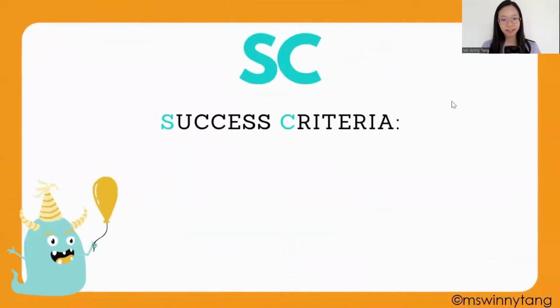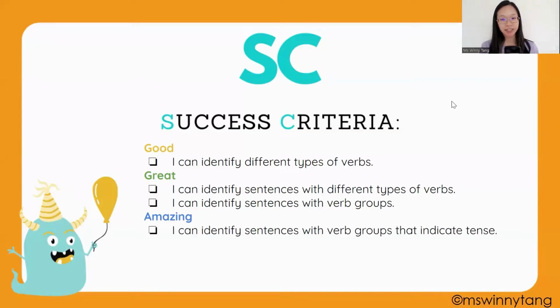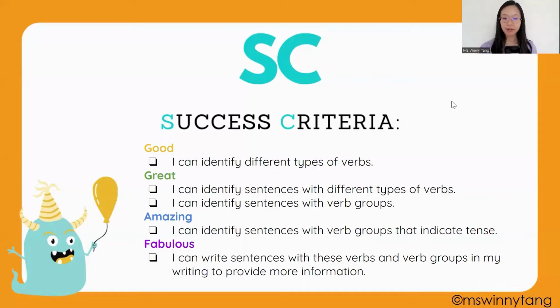Our success criteria today: good is I can identify different types of verbs. Great, I can identify sentences with different types of verbs. I can identify sentences with verb groups. Amazing is can you identify sentences with verb groups that indicate the tense? So your future, past, or present tense. And fabulous is can you write sentences with these verbs and verb groups in your writing so that you can provide more information to your reader.